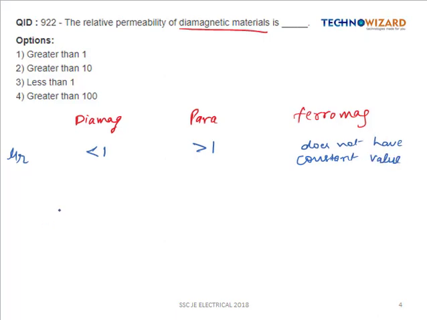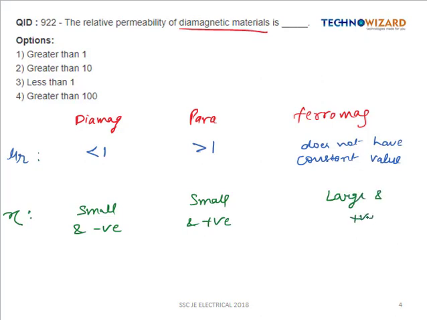And if we talk about the susceptibility, which is denoted by X, the susceptibility for the diamagnetic material is small and negative, for the paramagnetic material it is small and positive, and for the ferromagnetic material it is large and positive. In the question they have asked the relative permeability of the diamagnetic material, so it is less than 1, so option C is the right answer.